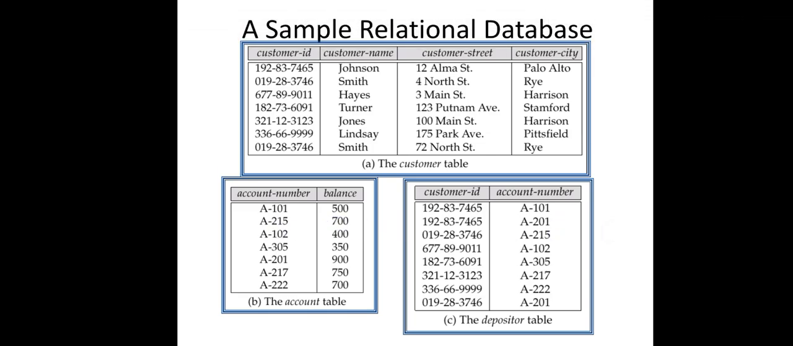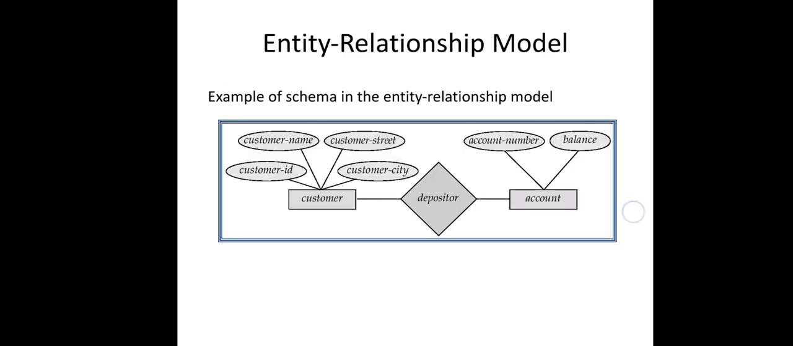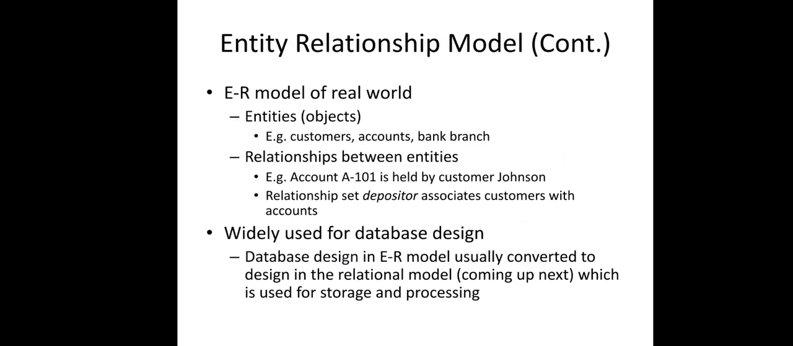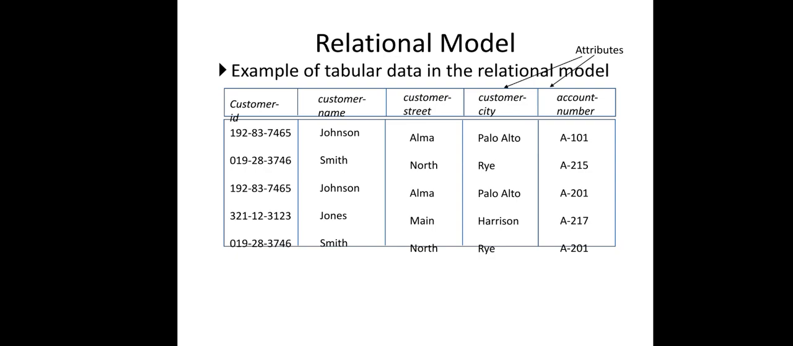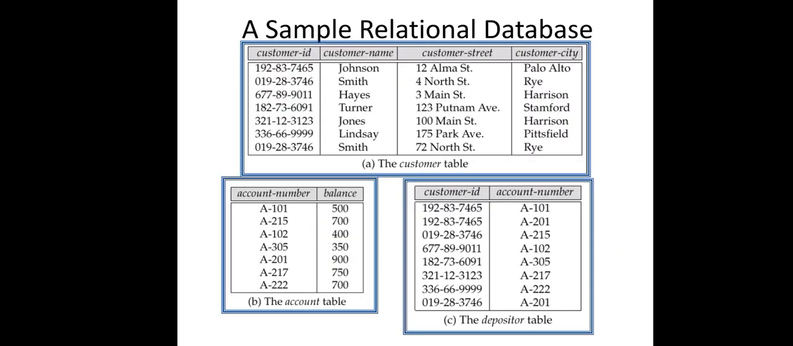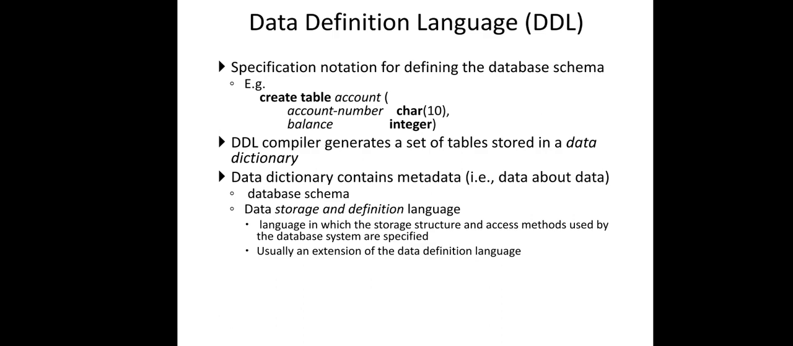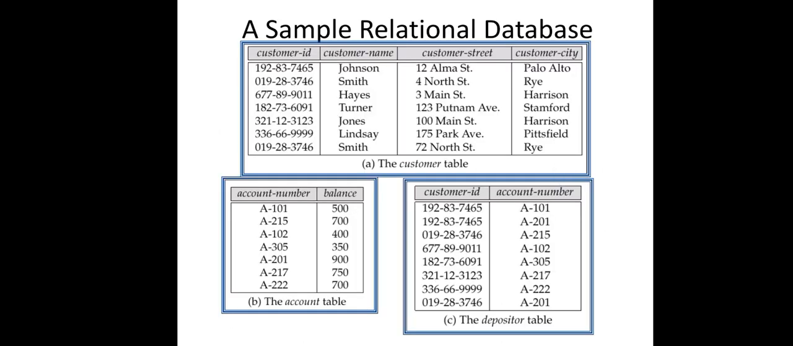So see the figure. In this entity relationship diagram, depositor is the name of the relationship. Okay, this is the way to represent the relational data model practically. Then this is the view of how it looks in the computer.